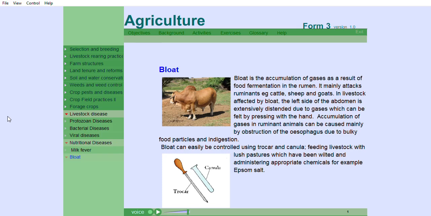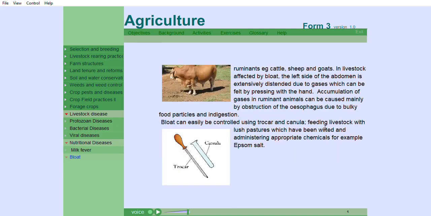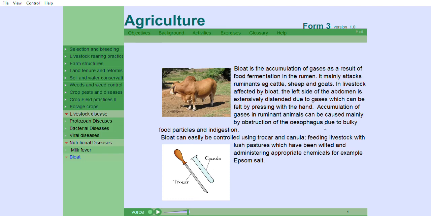Accumulation of gases in ruminant animals can be caused mainly by obstruction of the esophagus due to bulky food particles and indigestion. Bloat can easily be controlled using trocar and cannula, feeding livestock with lush pastures which have been wilted, and administering appropriate chemicals, for example, Epsom salt.